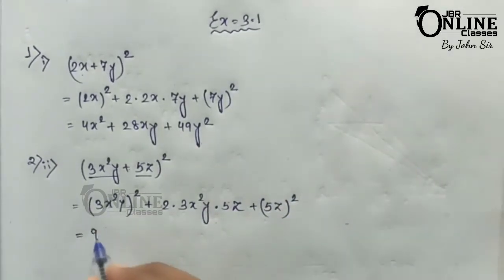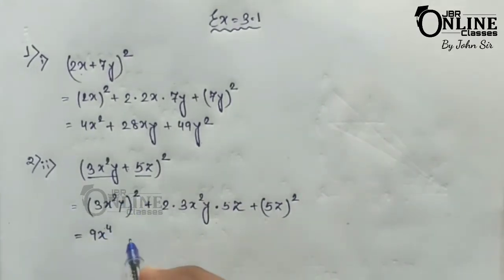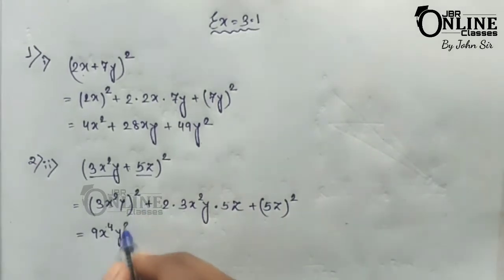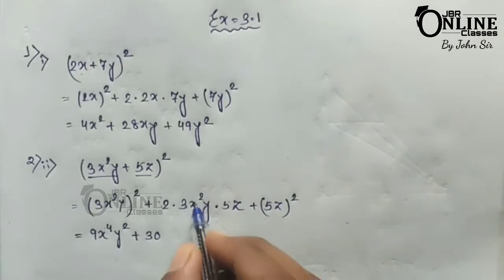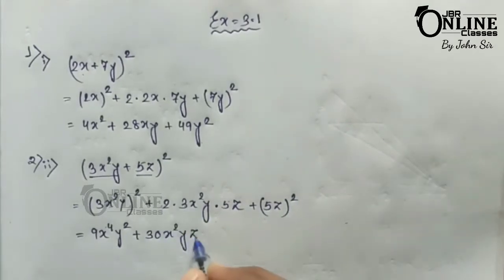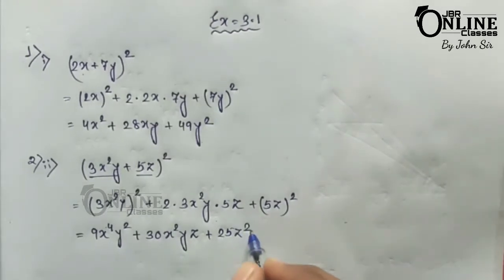So that equals 9. Now (x square) whole square, so 2 into 2 is 4, so 9x to the power 4, then y square. Then 2 into 3 is 6, into 5 is 30, then x square y z. Last one, 5 square means 25 and z square means z square. That is the answer.